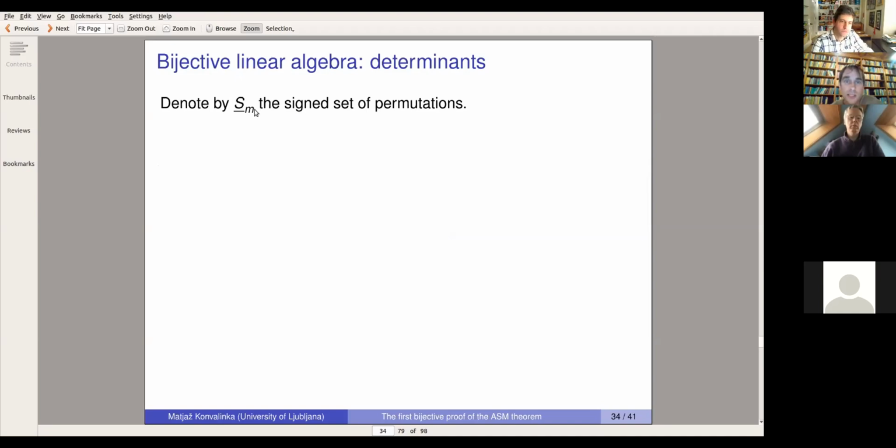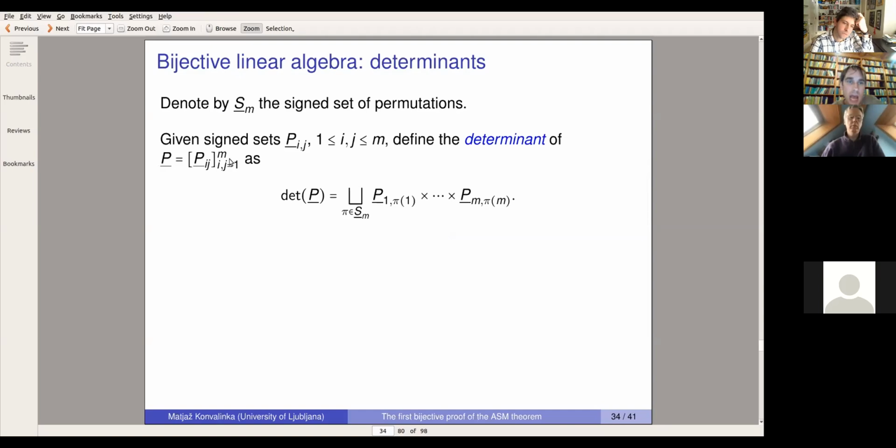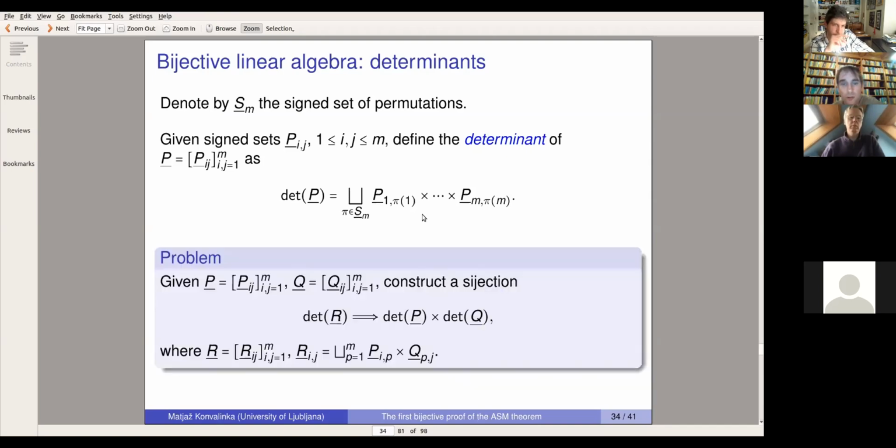Permutations are also a signed set, a classical signed set: positive and negative permutations. And now if you have a family of signed sets, P_ij, i, j from 1 to m, you can define the determinant of that family of signed sets. Just take the disjoint union over all permutations, and then here you take the Cartesian product. Note, there's no sign here. Why not? Because it's already hidden here in the signed set S_m.